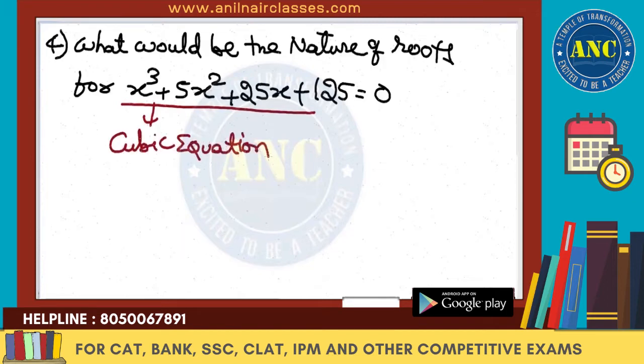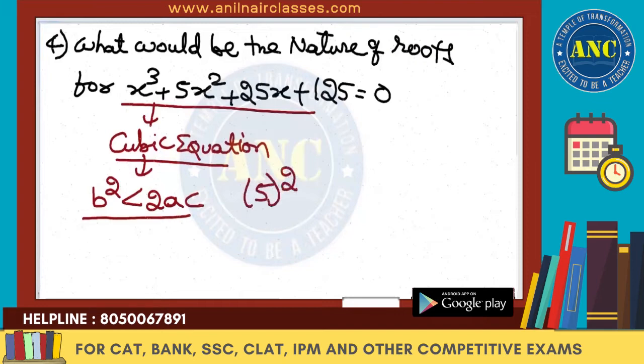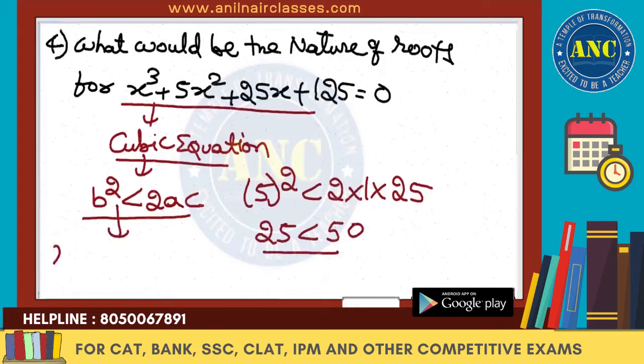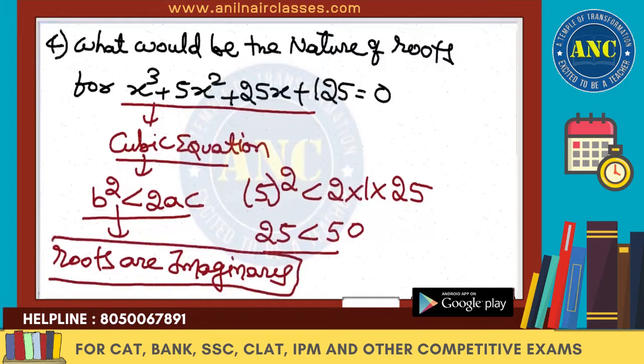In this cubic equation, we'll check the condition b square less than 2ac. That is 5 square less than 2 into 1 into 25, which is 25 less than 50. 25 is less than 50. That means the roots are imaginary. You can check the nature of the roots for a cubic equation based upon this condition.